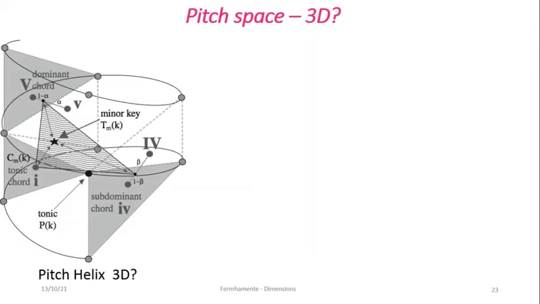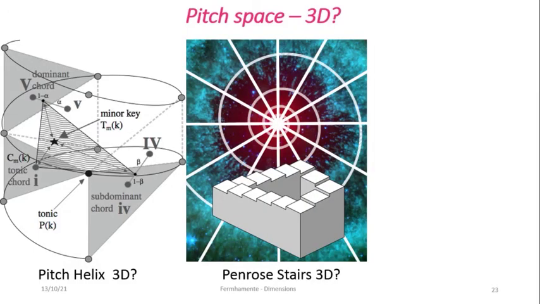And a chord in this helix can actually be repeated in the octave, which is often explained as being similar to the Penrose stairs, which were discovered by Roger Penrose. Now, the pitch helix can be seen as a combination of the spiral that was introduced previously, but the spiral in this case would be continuous.